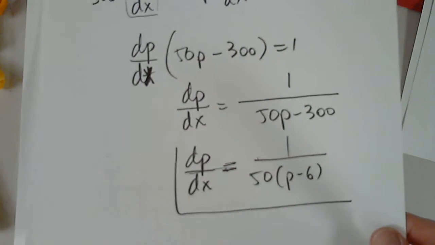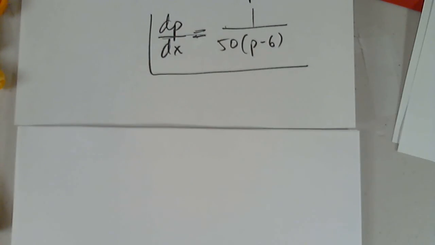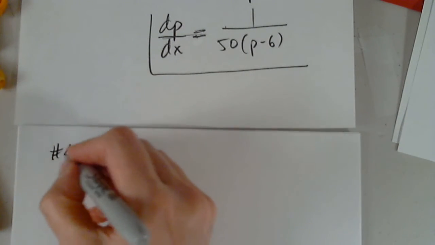So now let's see how we apply implicit differentiation in different word problems. Let's see what we have on page 280. Let's start with problem 40.